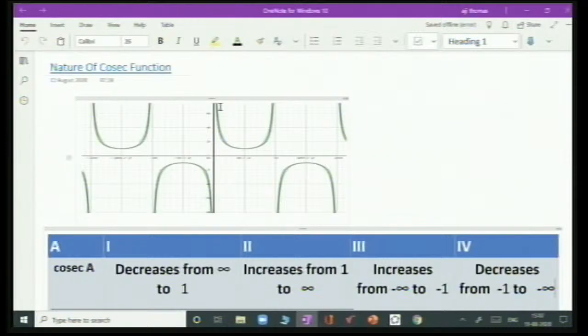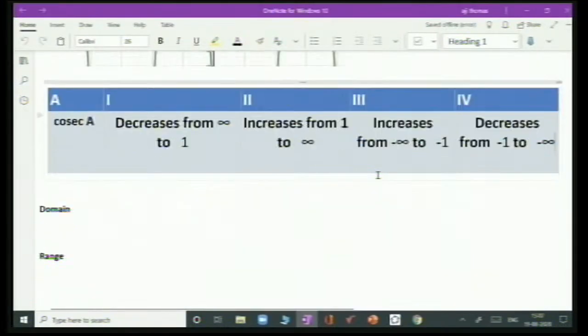First quadrant means 0 to pi by 2. From pi by 2 to pi, it increases from 1 to infinity. Again, from pi to 3 pi by 2, in the negative direction of y, it increases from minus infinity to minus 1. Again, in the fourth quadrant, it decreases from minus 1 to minus infinity.